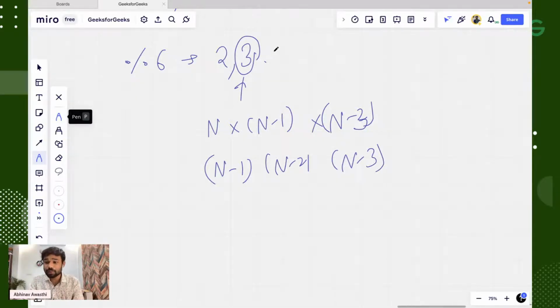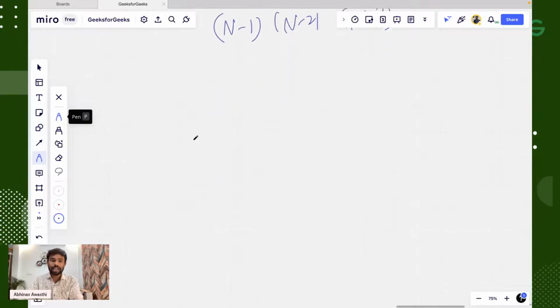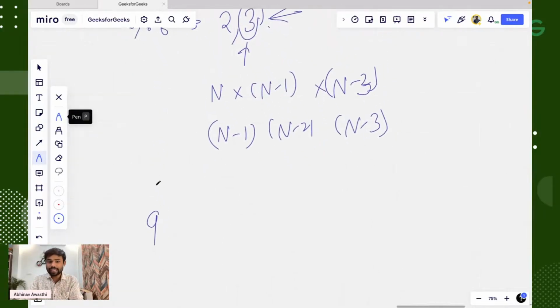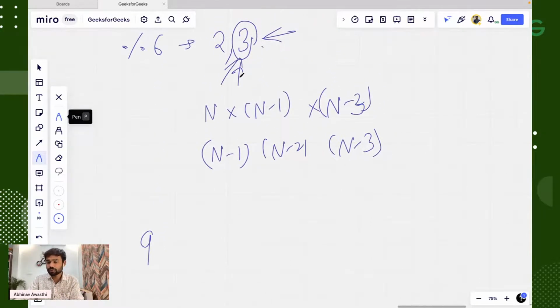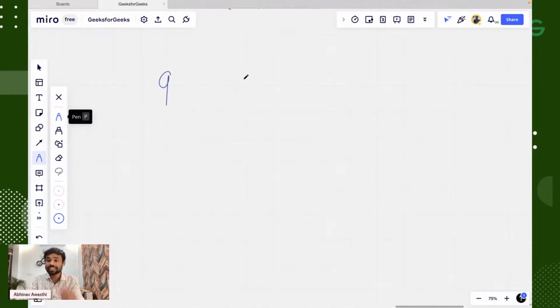Otherwise, because it was a multiple of 3, listen guys, let's say we have 9. So 9 is a multiple of 3, we know. Or we can say 9 is divisible by 3. So if I take a number which is 3 less than 9, obviously there will be something common in it. That is the obvious case we have to observe here.